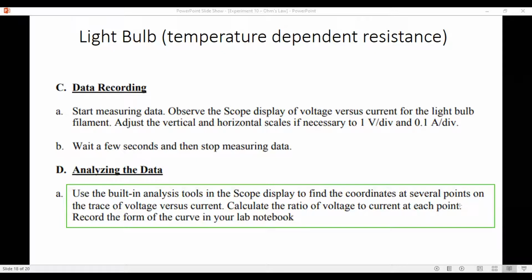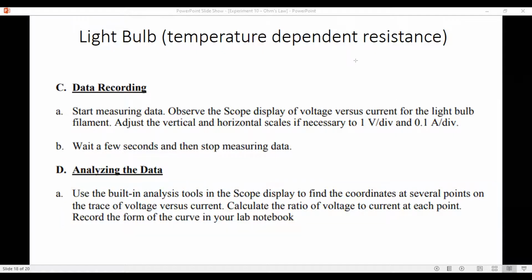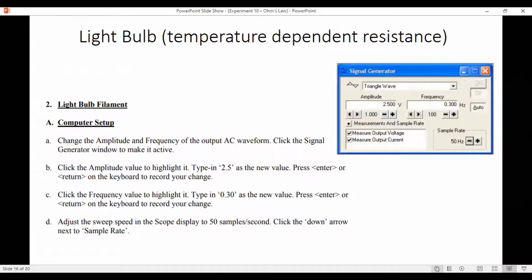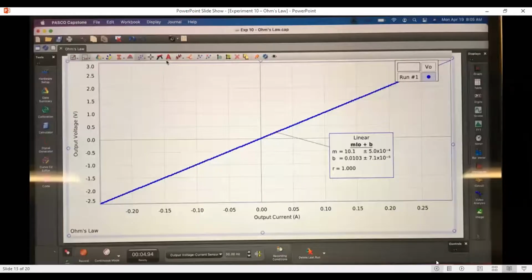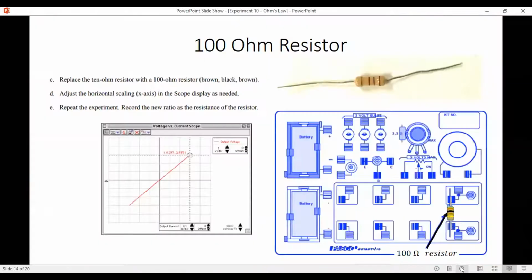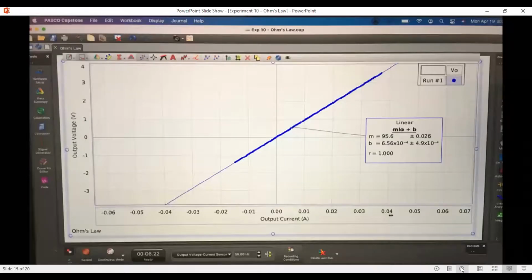Okay, so again, in terms of the quantitative measurements for this lab, going back previously, the quantitative data that you record, obviously you're going to include the graphs also, but the slope for your 10 ohm resistor, the slope for your 100 ohm resistor, okay? Those are the only two real quantitative values you have.